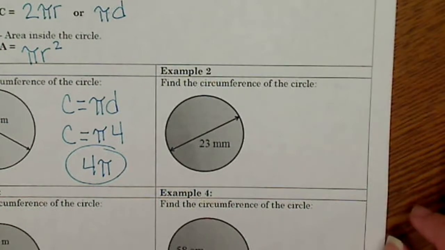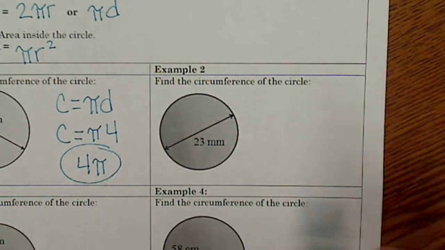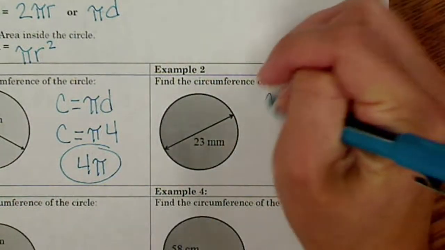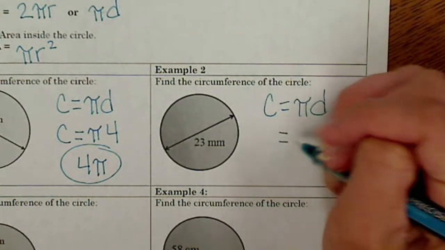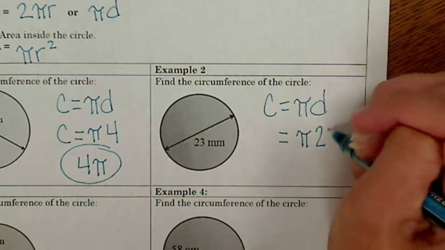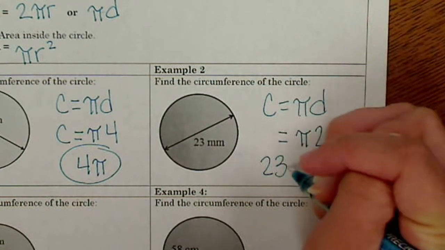Okay, find the circumference of the circle. Once again, this is the diameter, so I'm going to use the diameter formula, which is pi times diameter. So it's going to be pi times 23, which is 23 pi.